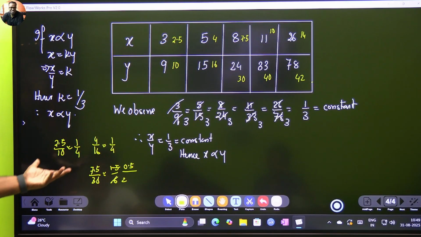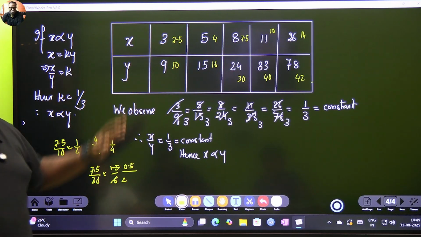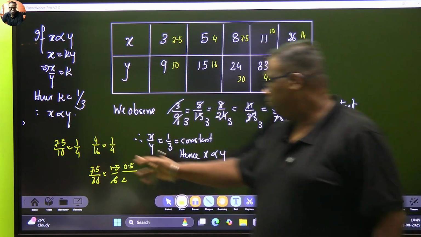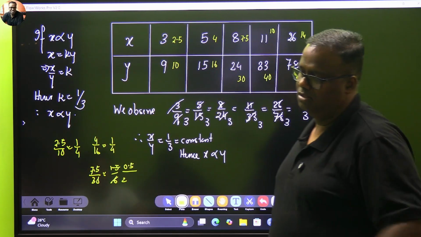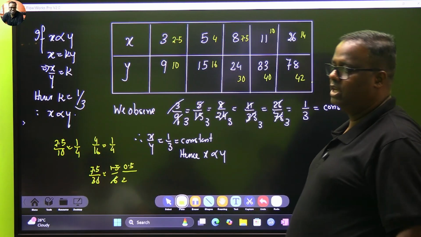So if one also fails, this has failed, you need not do any further. You can straight away say they are not in proportion, because up to these two, they matched. Even if there is one unmatched, failed. Have you understood? Then do the next part and go to the next part.